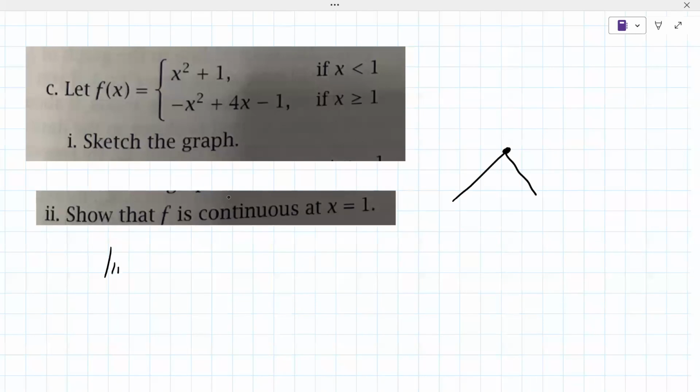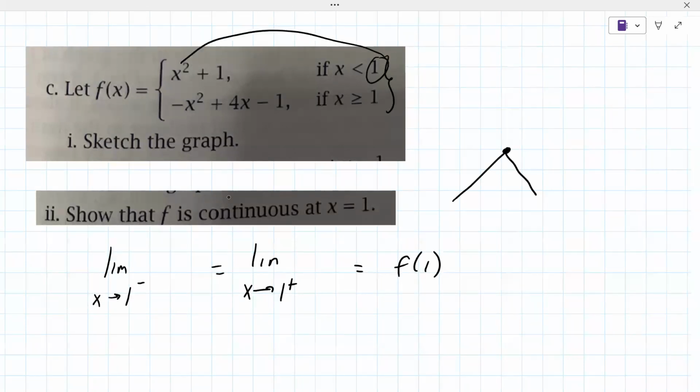So it's that the limit as x approaches one from the left equals the limit as x approaches one from the right equals f of one. Basically, at this break point here, you're going to put one in for x in both and see if it's the same. One squared plus one, does that equal minus one squared plus four times one minus one?